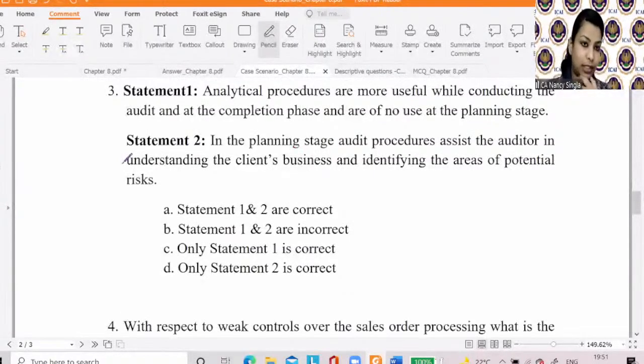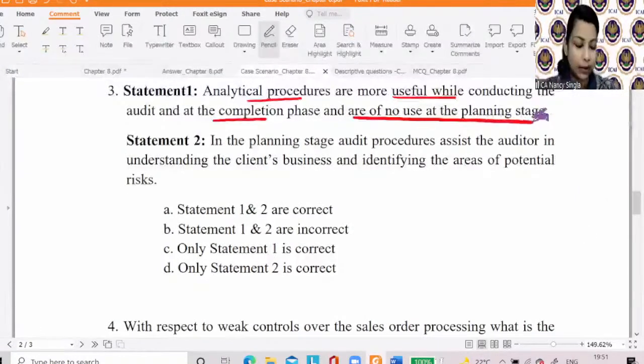Now, question 3. Analytical procedures are more useful while conducting the audit and at the completion phase, but are of no use at the planning phase. Quickly tell me.